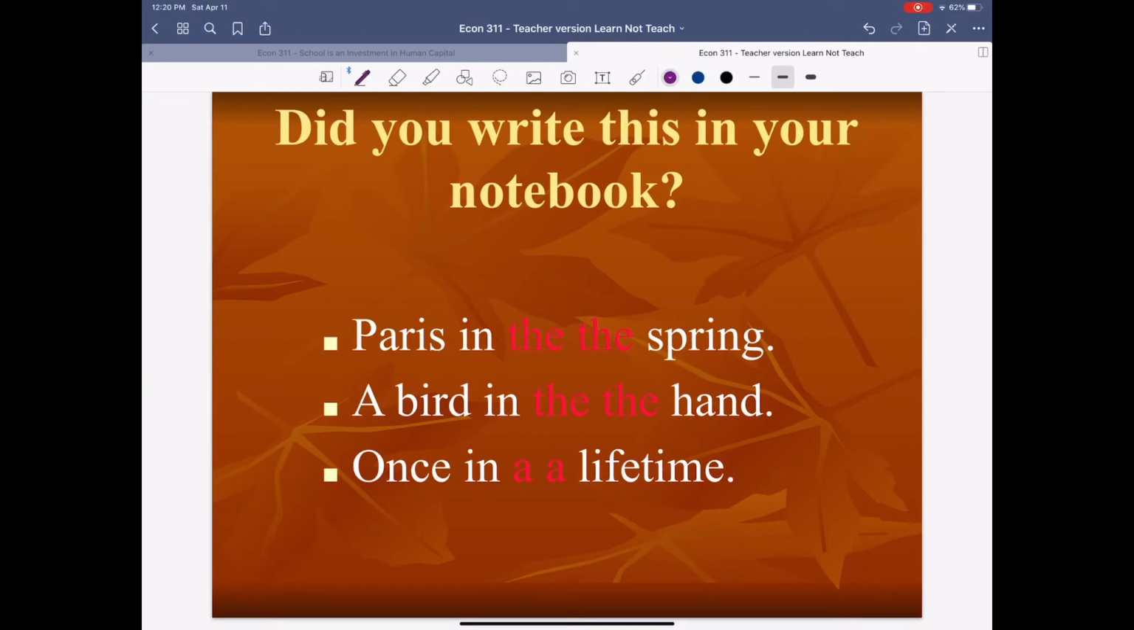Did you get this in your notebook? Did you notice that Paris in the spring is what it said? You may have thought that you saw Paris in the spring because your mind ignores that extra word that isn't necessary. Your brain does that for you. A bird in the hand, and once in a lifetime.